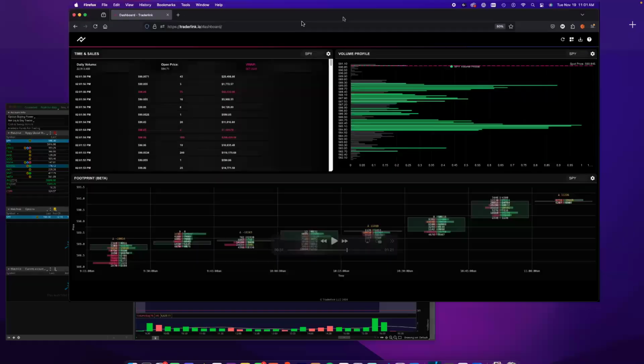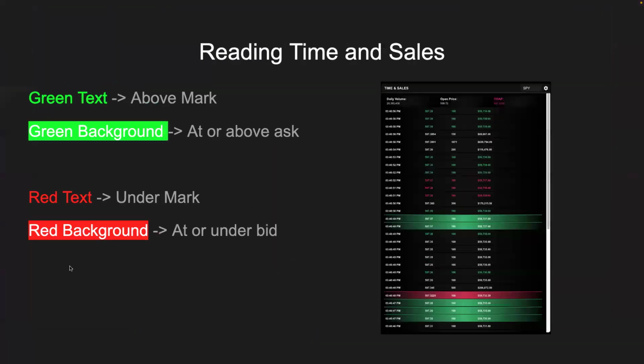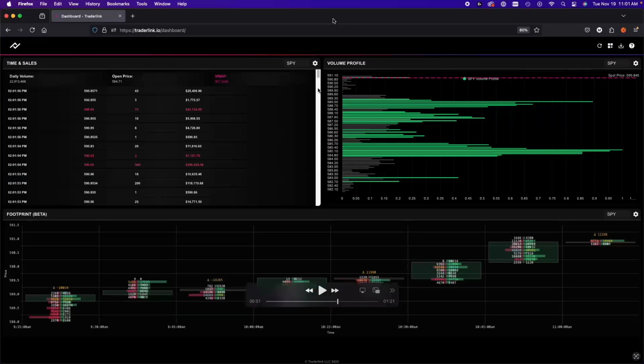Everybody understand at least the color coordination here? It's easy to digest what it is, right? Do you all understand that? But it's not necessarily easy to read and to quantify yourself. So before we get into the footprint, we are going to go over the volume profile quickly.